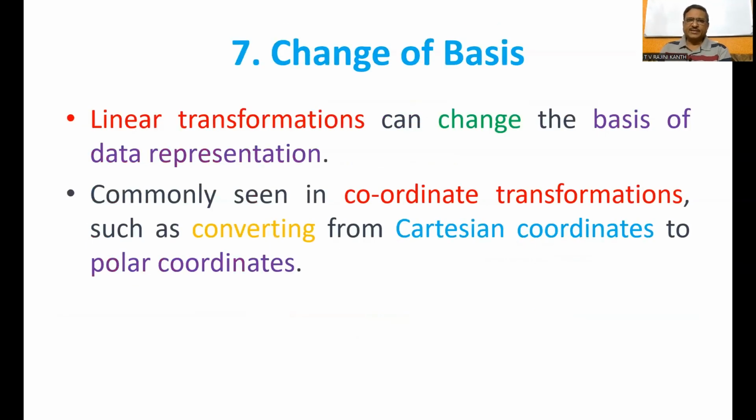Change of basis. Linear transformations can change the basis of the data representation, commonly seen in coordinate transformations, such as converting from Cartesian coordinates to polar coordinates or vice versa. Certain times when we are not able to solve the integration part by Cartesian coordinates, we will prefer polar coordinates, and otherwise the vice versa also we can consider certain times.